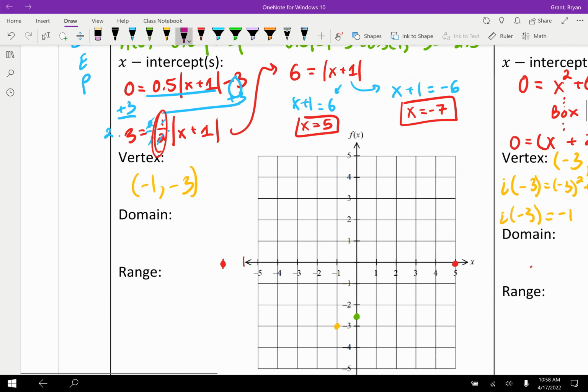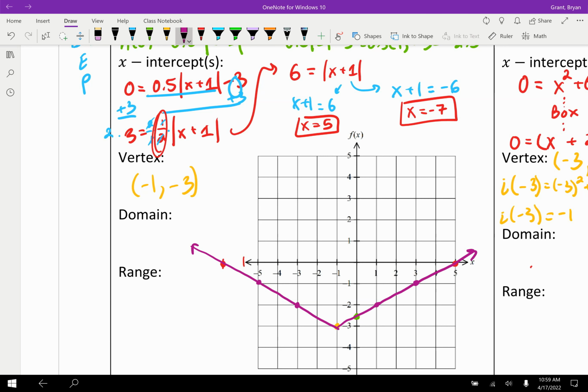I can go, starting from the vertex, up 1 and over 2. Up 1 over 2, up 1 over 2 the other direction. Up 1 over 2, up 1 over 2. We can see everything lines up very nicely to make our V-shaped linear absolute value function.